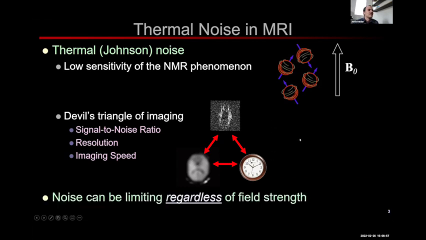If we want one of these to be really good, we have to make compromises in either one or both of the others. And something that I think a lot of the senior people in the room may know, but which may be sort of a revelation to some of the students, noise can be very, very limiting regardless of field strength. So at this workshop, we're particularly worried about noise when it comes to low field systems, but I wanted to show you a bunch of high field examples as well, where noise can be problematic.